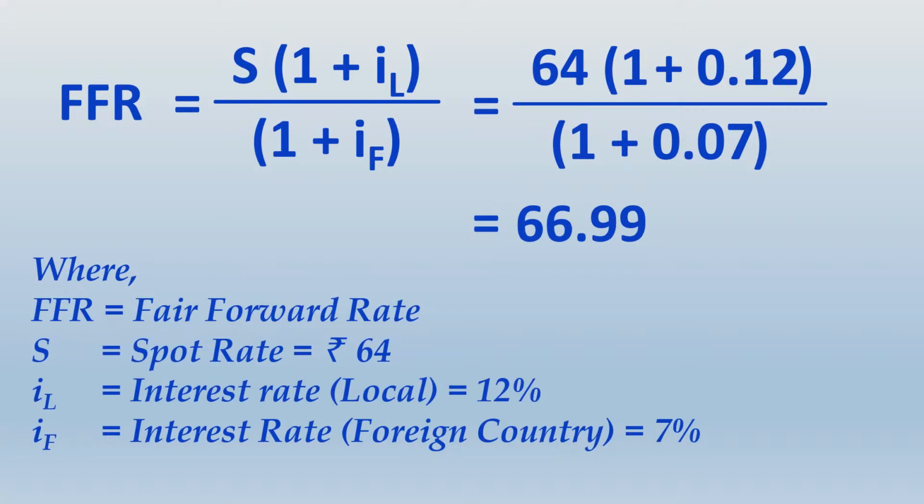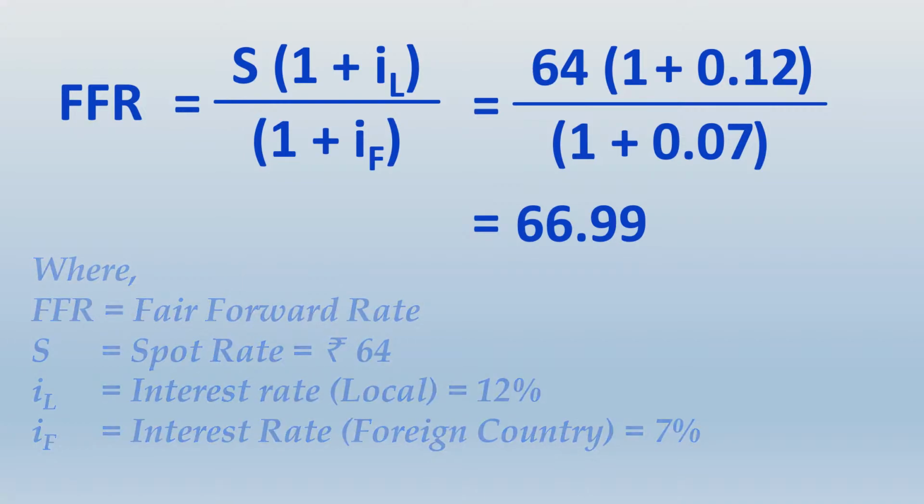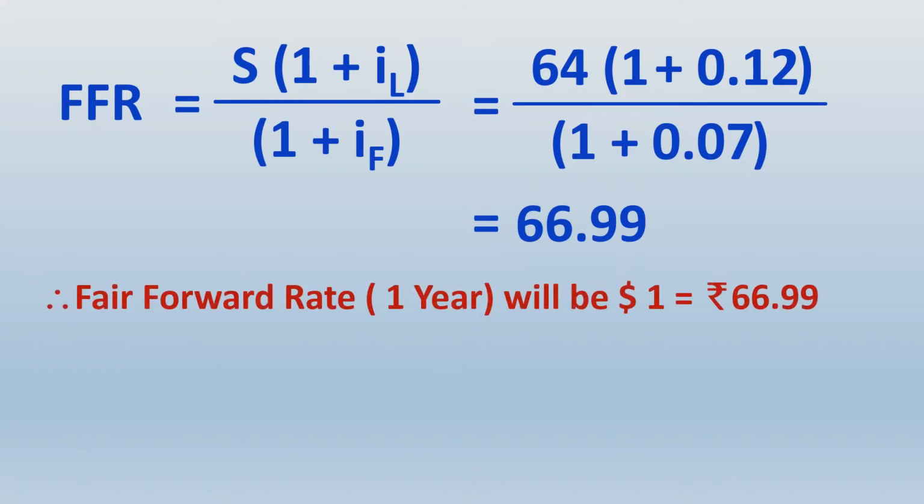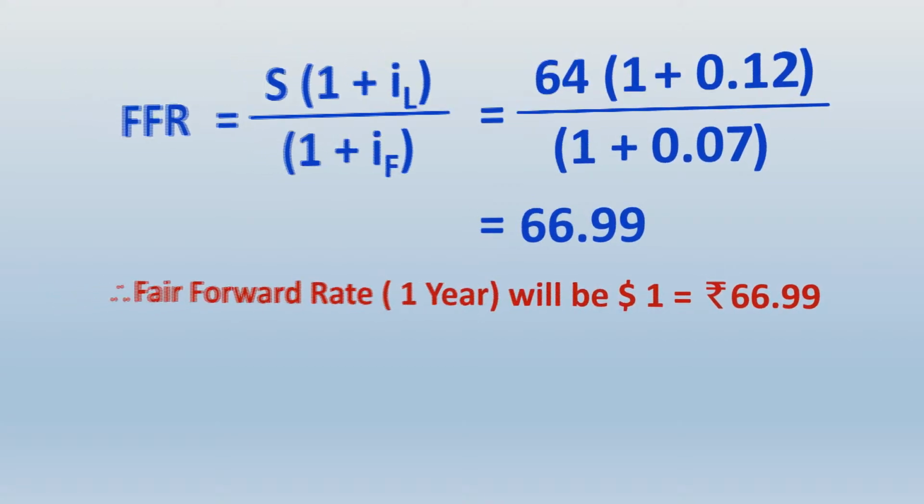All right, friends, I'm sure you have concluded this and you have understood this whole thing. So we would say the fair forward rate for 1 year will be $1 equals to rupees 66.99.